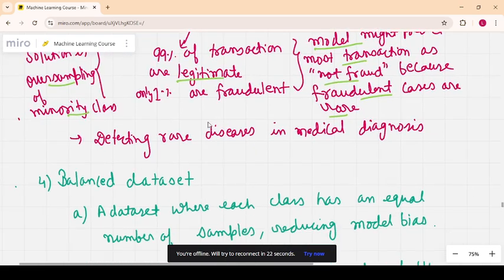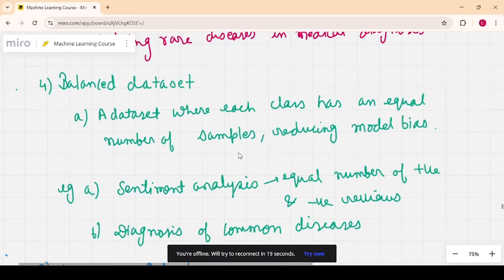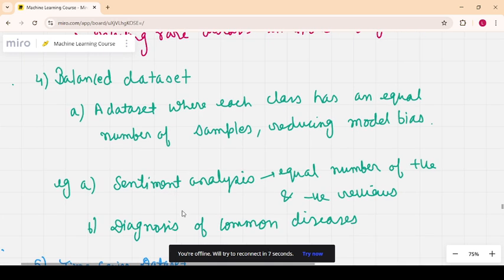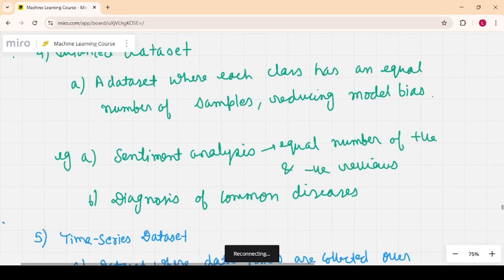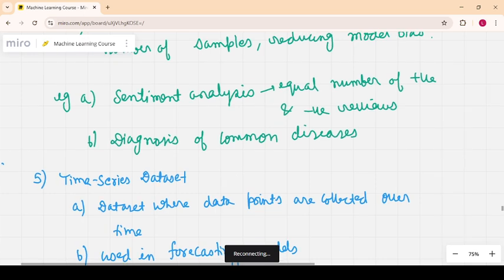Okay, so let's move to the balanced data set. It is a data set where each class has an equal number of samples. Here there is no problem like the one in the imbalanced data set. For example, in sentiment analysis we have three classes, meaning labels: positive review, negative review and neutral review. We have an equal number of samples, 100, 100, 100, so 300 total with 100 samples for each class. So it will give you unbiased model performance. The same goes for diagnosis of a common disease, like pneumonia and other diseases.